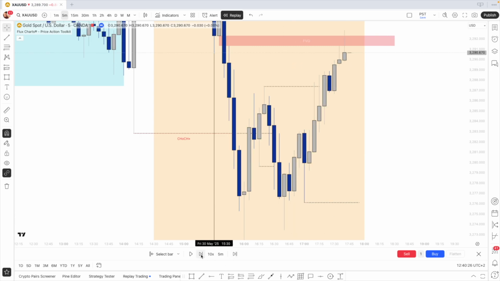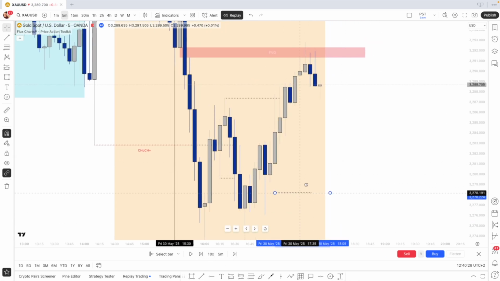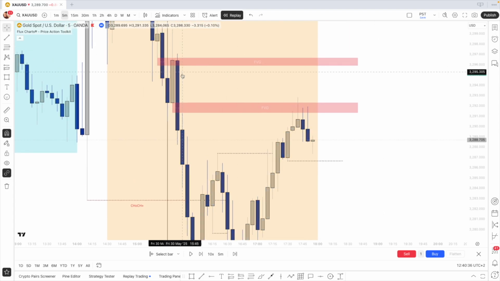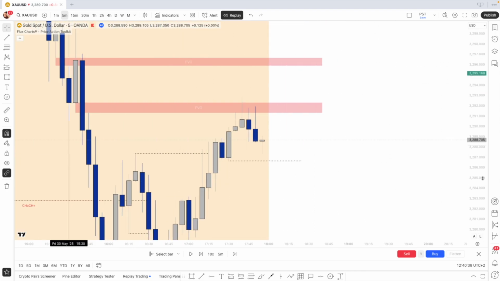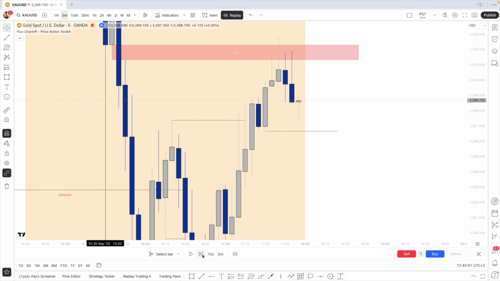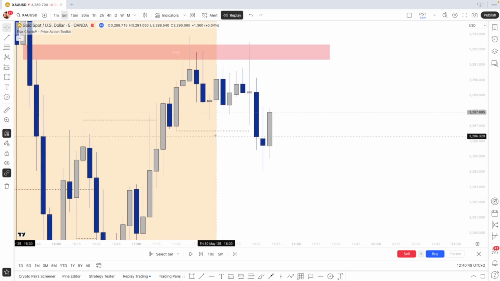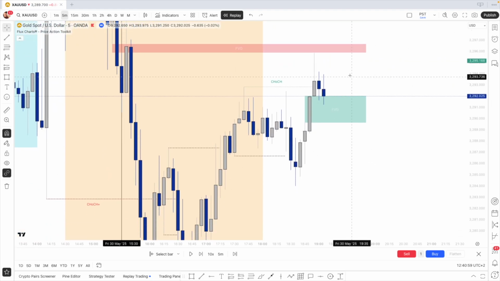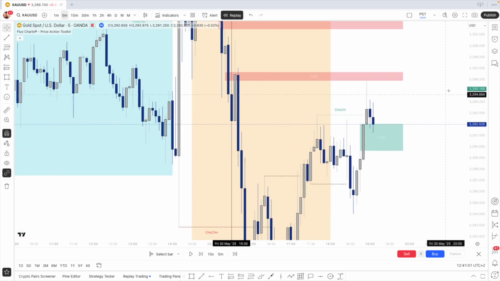Let's see what happens. Now this is my new fractal low. Candle on the left and right is higher. Inside of this fair value gap, liquidity sweep inside of an order block and a fair value gap. So now we wait for a fair value gap down to continue down. Let's see if we get one. We had our market structure shift. No fair value gap yet. And we continue upwards into this one here.